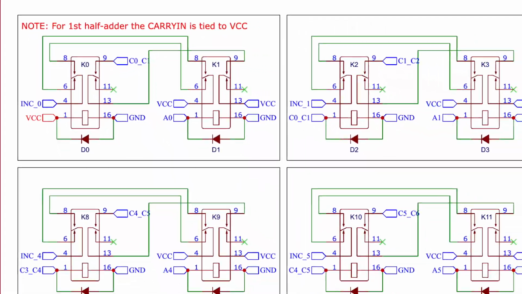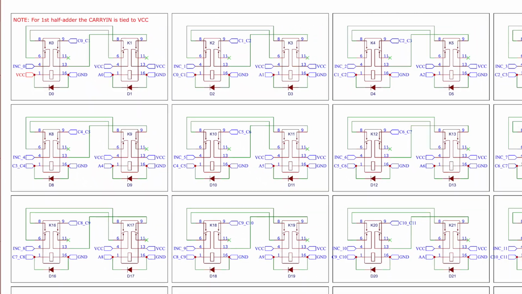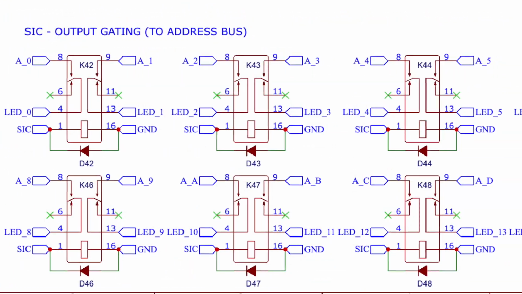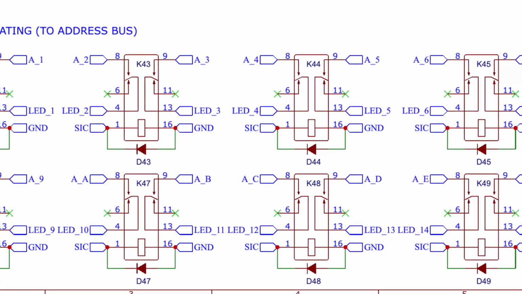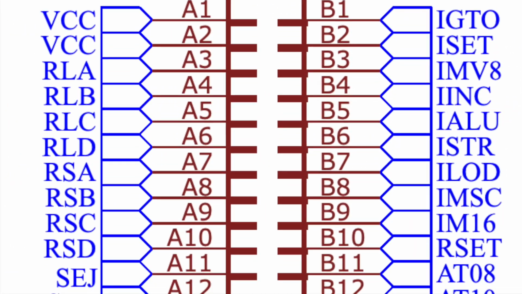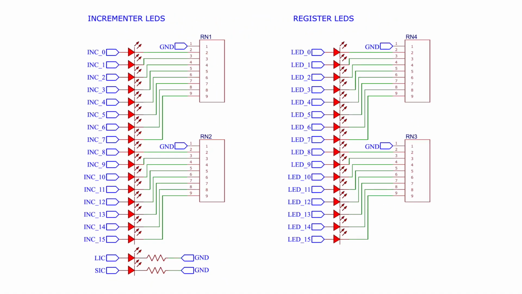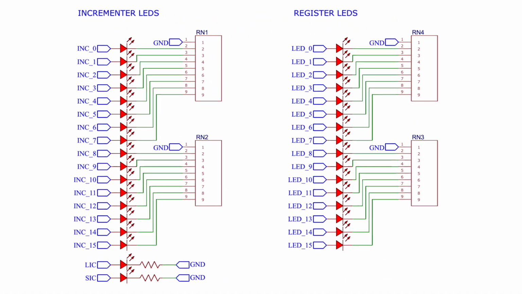Now it's time to take my working half adder design and multiply it by 16. I'll also need to create this gating circuit for the LIC and SIC control lines. And last but not least, we have the edge card, the diodes, and the multitude of LEDs needed for this incrementer.